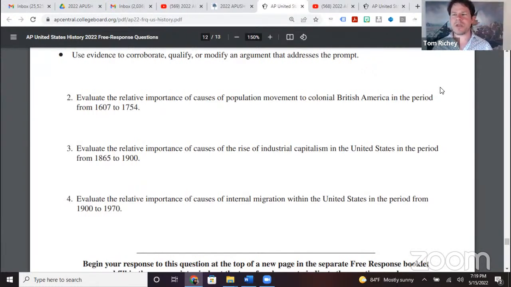Now, this is actually something we want to note here: this format, 2, 3, and 4, has actually in the past been used for DBQs, but they gave us a warning shot last year.